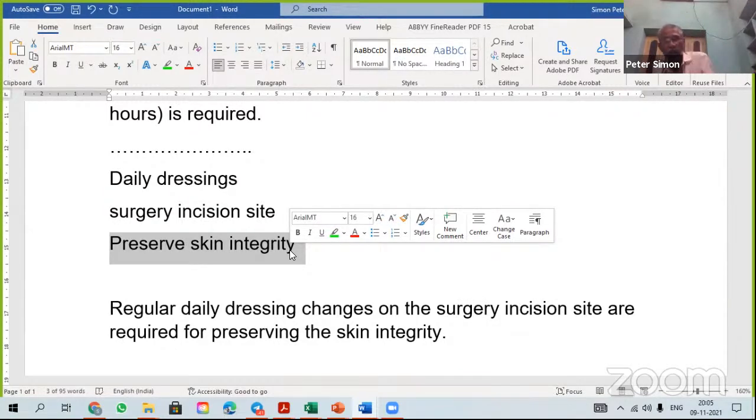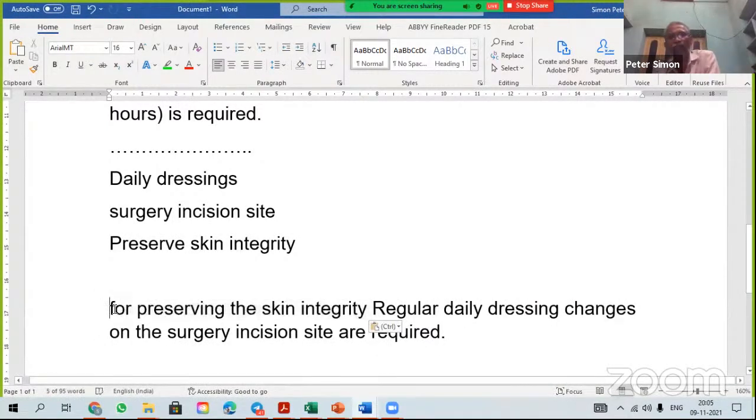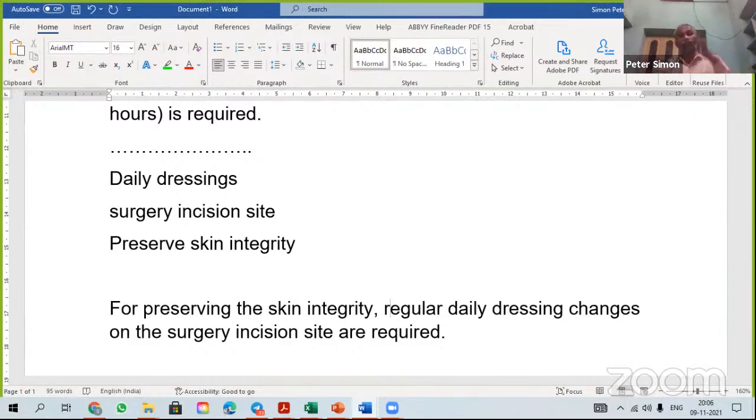Now I'll take this one and make a style. For preserving the skin integrity, comma. This is also correct. This is an advanced style. You'll get more marks if you write a different, special style. For preserving the skin integrity, that is more important. Regular daily dressing changes on the surgery site are required for preserving the skin integrity.